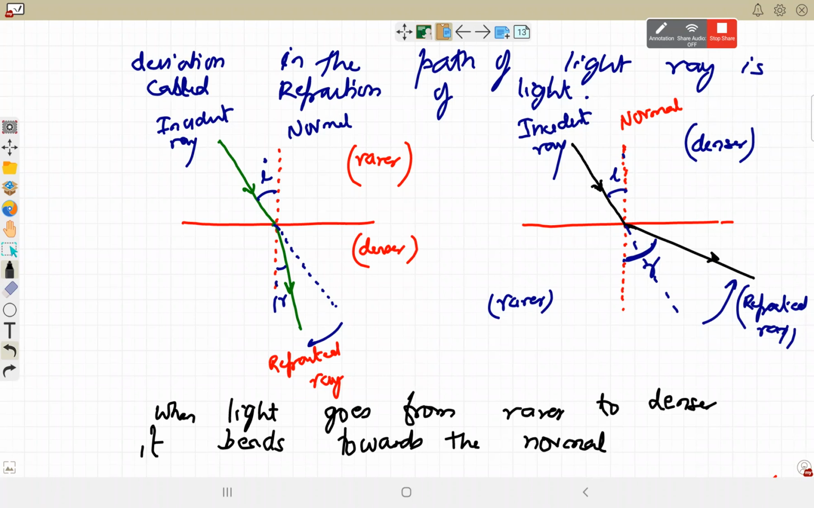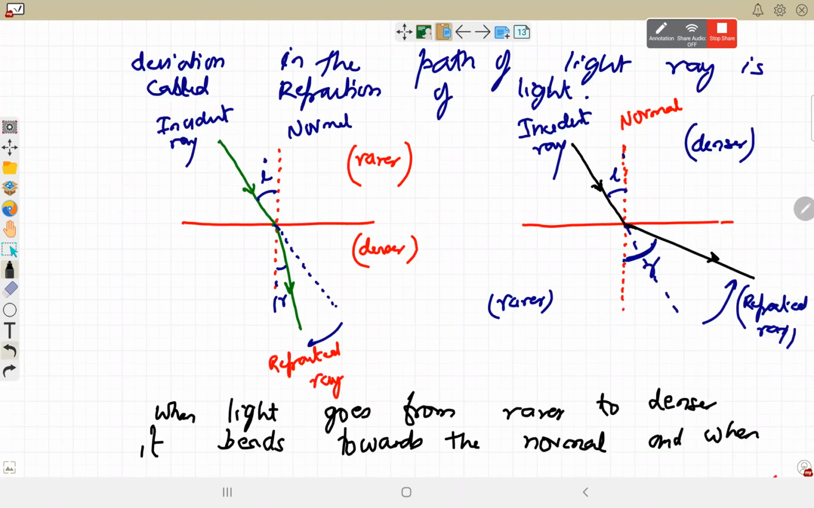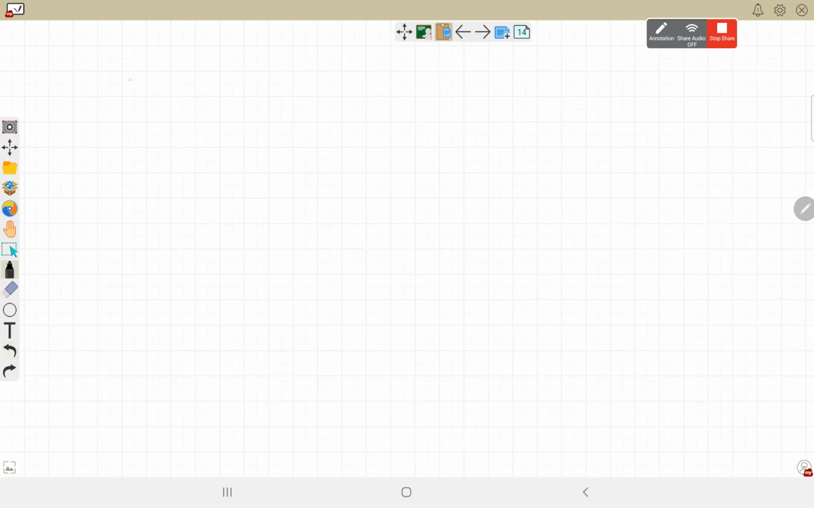Fine. It goes towards the normal, and the second case is when light is going from denser to rarer. But if suppose it is incident perpendicularly, then there won't be any change. The actual reason is because of the change in speed of light, speed becoming slower, so light wants to take the shorter path because it wants to cross in the shortest time. And when light goes from denser to rarer, it bends away from the normal.